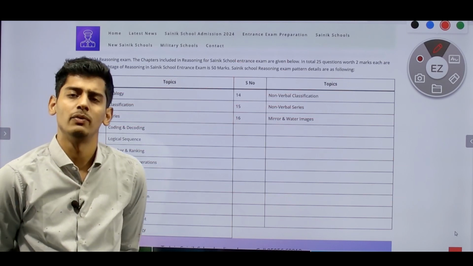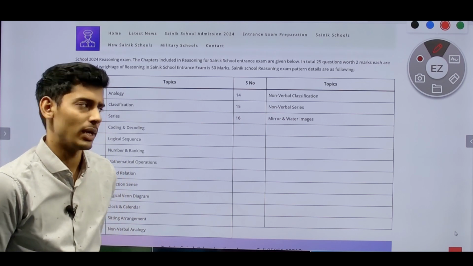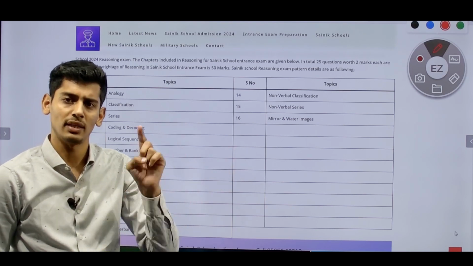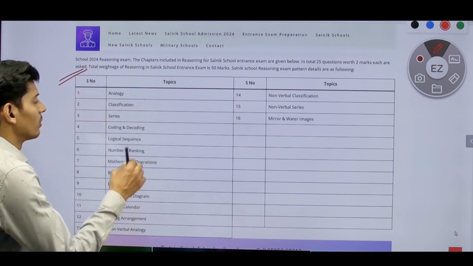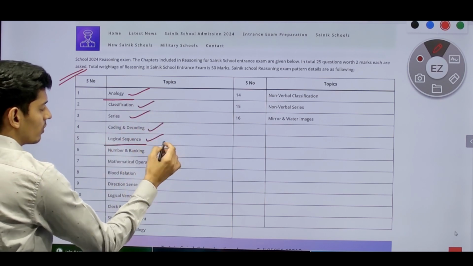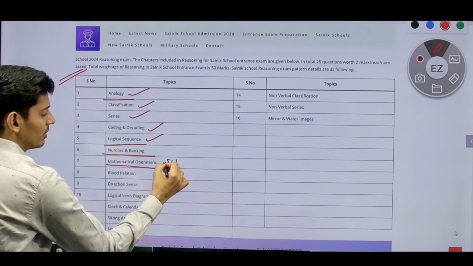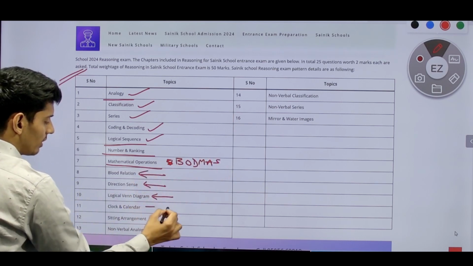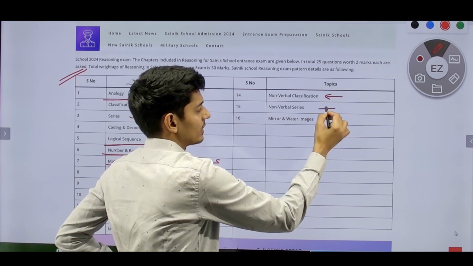If you have watched our video about the class 6th admission entrance syllabus, then you might start recognizing the pattern that all the 16 chapters which were covered in class 6th admission, the same pattern, the same questions, the same chapters are covered in the class 9th entrance exam syllabus also. Now I'll quickly read them out. Analogy, classification, series, coding, decoding, logical sequence of arranging words to make meaningful order. Then we have mathematical operations, which is again board mass. Blood relation, good quality questions are asked. Direction sense, logical Venn diagram, clock and calendar, sitting arrangement, non-verbal analogy, non-verbal classification, series and images.